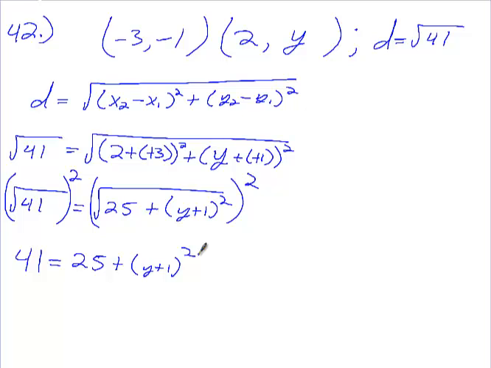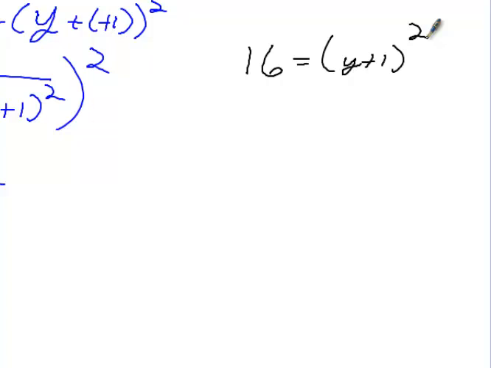Okay, so now I'm going to try to isolate the power. So how do I get rid of the 25? Subtract it. So what's 41 minus 25? 16. 16 equals y plus 1 squared. Everybody okay with that? Yes? No, maybe. Okay, so now how do I get y by itself? What's the next thing I have to remove? The square.